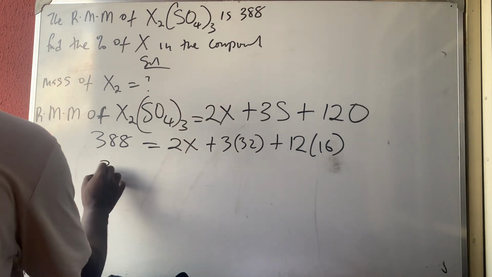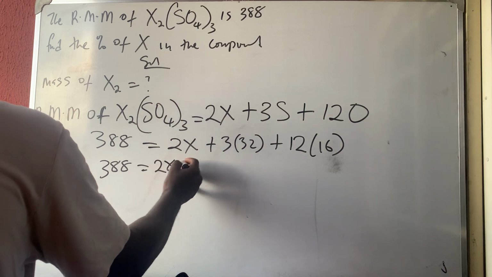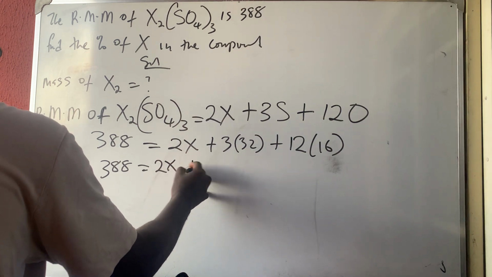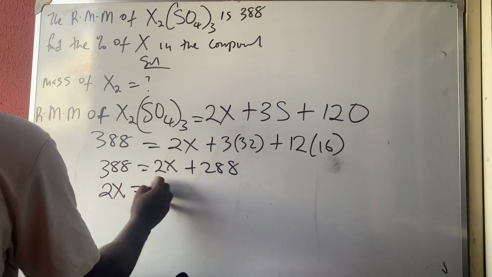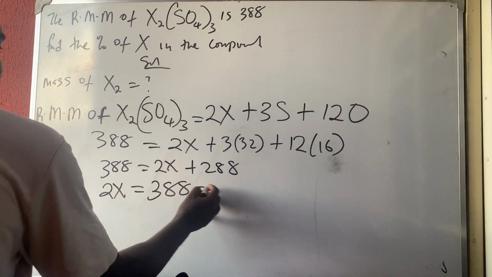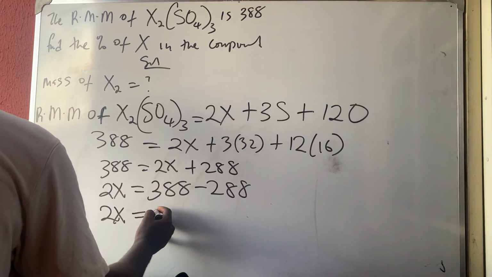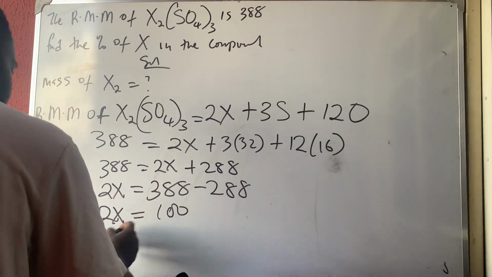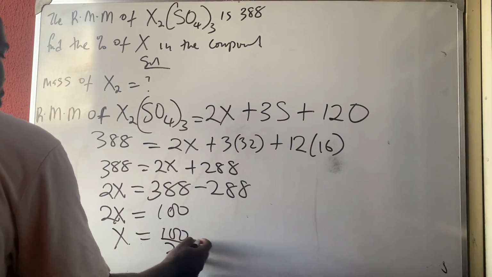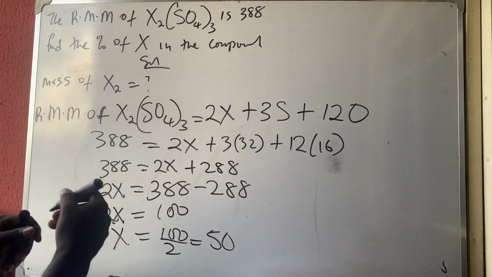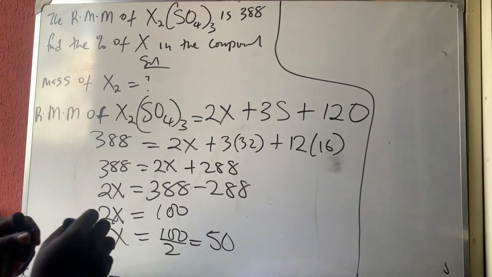So what do I have now? We now have that 388 is equal to 2x plus 288. So therefore 2x is equal to what? 388 minus 288. So 2x is equal to 100. So x is equal to what? 100 divided by 2, which is 50. We have gotten the relative molecular mass of X.